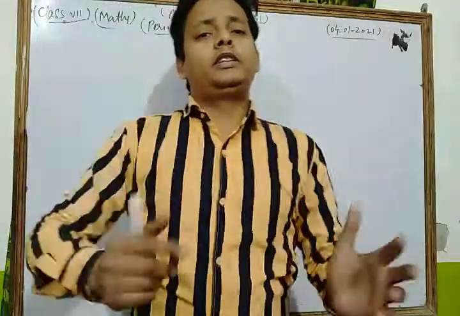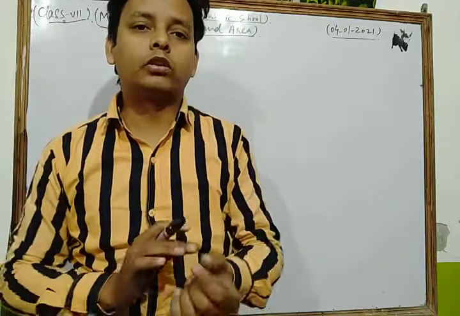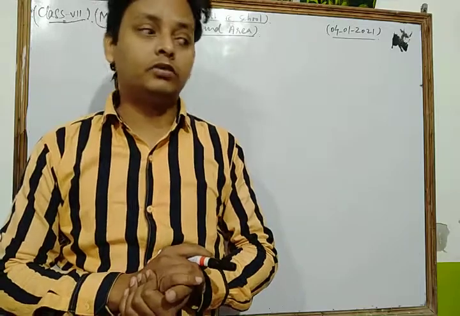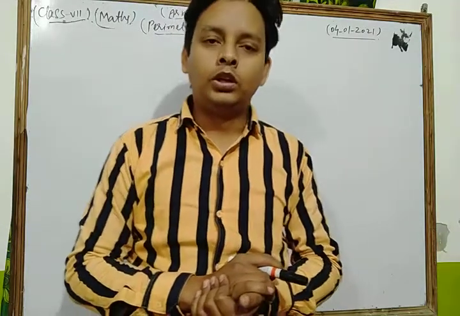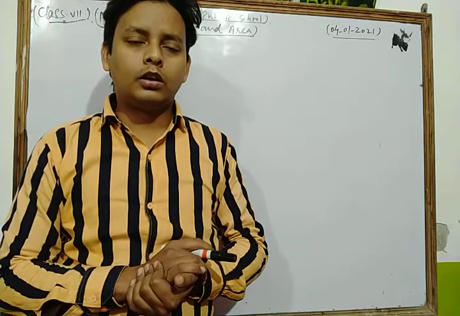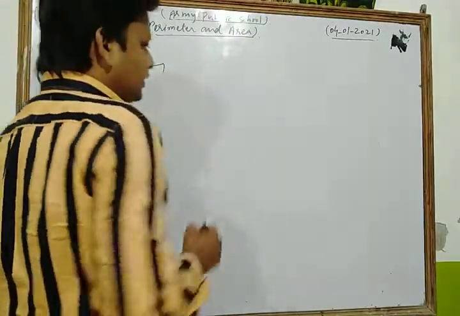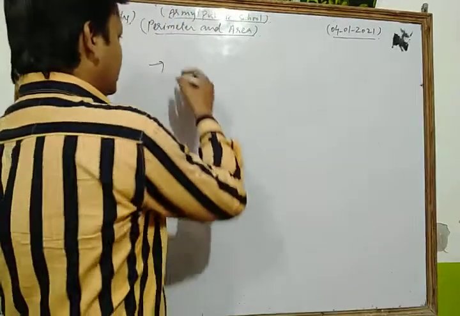Dear students, we have already discussed this chapter many times. First of all, we will revise some important concepts related to perimeter and area. What is the concept of perimeter and area? Dear students, you know that, what is the perimeter? Let's see. Perimeter means the sum of all sides of any geometrical figure. Okay, the sum of all sides.